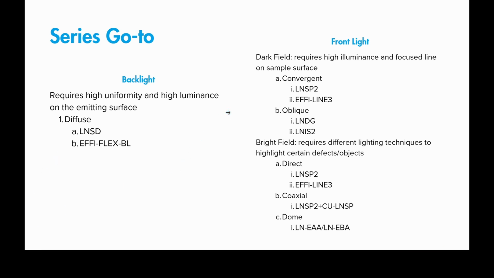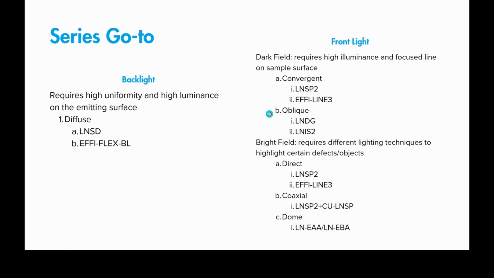If you're looking for a front light and you want to do dark field illumination, which needs a high luminance and a really focused light to make sure you're getting enough light to reflect off the etched area, scratch, or whatever to meet your camera, the best convergent light is going to be the LNSP2 or the FE Line 3. These are our go-tos. The difference between these two is, number one, size: LNSP2 is more compact than the FE Line 3. FE Line 3 is going to be a little more cost effective than the LNSP2. So whatever you want to prioritize in your application will be how you pick between these two.